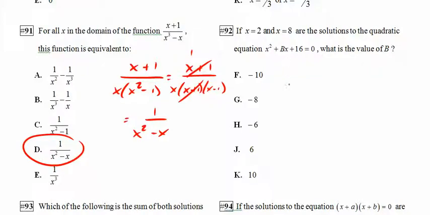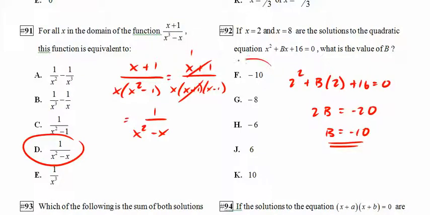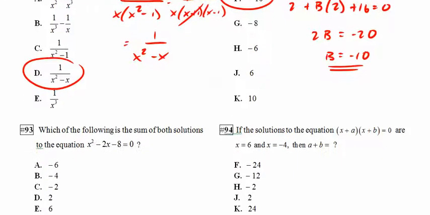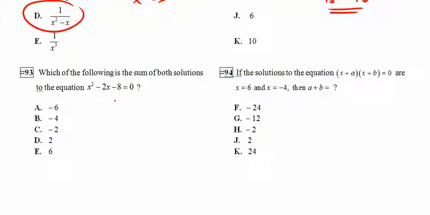Plug in solutions 2. I don't need the 8. 2 squared plus b times 2 plus 16 equals 0. 4 plus 16 is 20. 2b equals negative 20. B equals negative 10. Which is following the sum of both solutions. Got to factor it. X minus 4, x plus 2. Check that works. It does. X equals 4, x equals negative 2. Sum, add them together, 2.